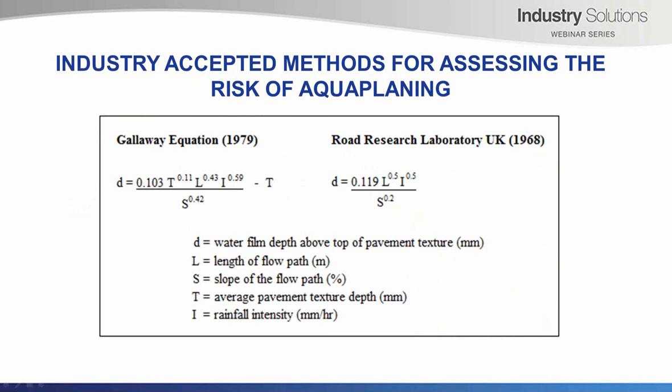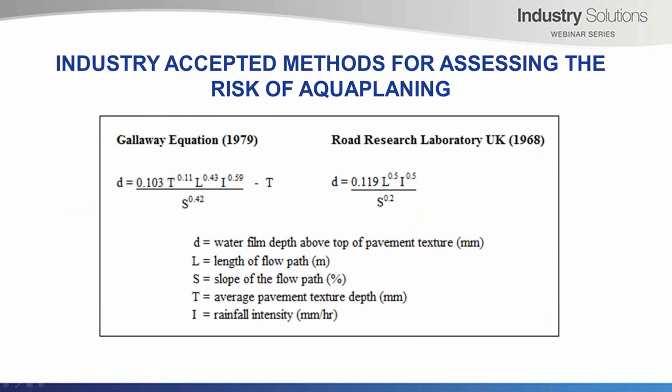One is known as the Gallaway equation, which was developed by Mr. Gallaway from Texas in 1979, and another, an older one, from the Road Research Laboratory in the UK, dated 1968. Both formulas are a little bit similar in that they're attempting to estimate a depth of water film on the road surface, and the risk of aquaplaning is said to be closely related to the depth of water film above the top of the pavement texture.